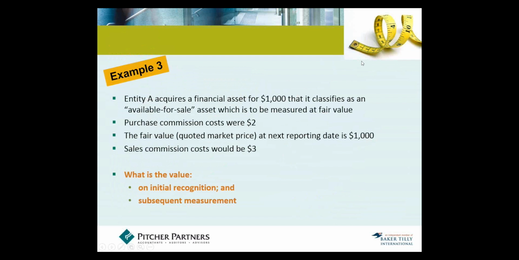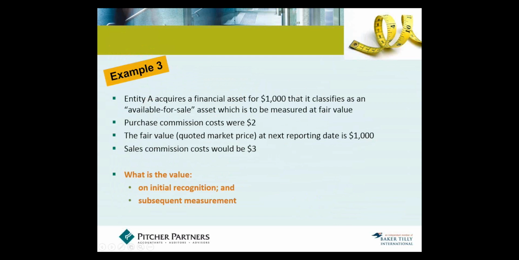Example 3 is where we look at a situation where entity A acquires a financial asset for $1,000. It's an AFS asset, which has to be measured at fair value. There's a purchase commission of $2. The fair value, or the quoted market price at the next reporting date, is $1,000. And there's a sales commission cost of $3. So what is the value on initial recognition and subsequent recognition?